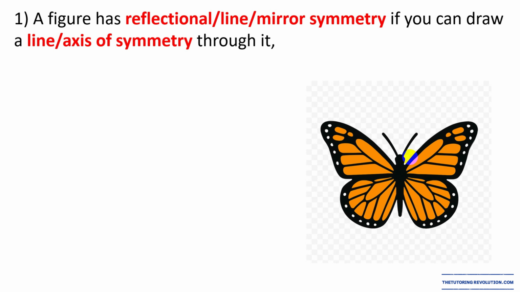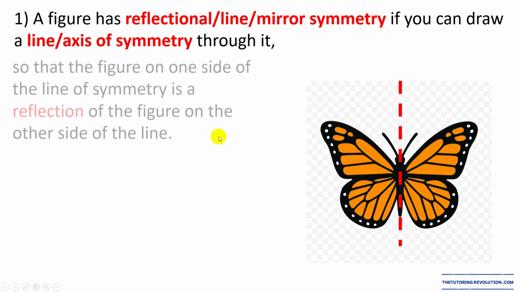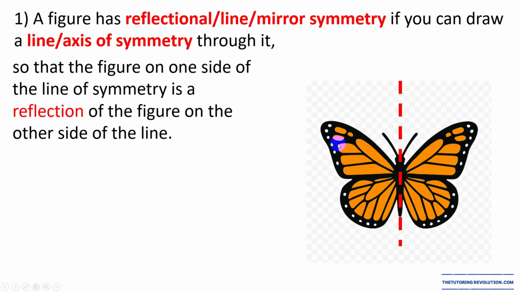A figure has reflectional or line or mirror symmetry if you can draw a line or axis of symmetry through it, like we're doing here. We're drawing a line or axis of symmetry so that the figure on one side of the line of symmetry is a reflection of the figure on the other side of the line.